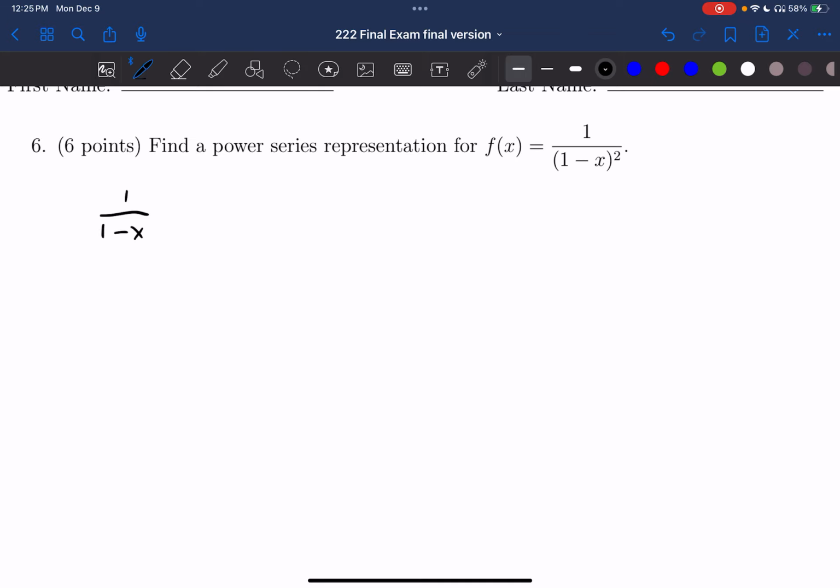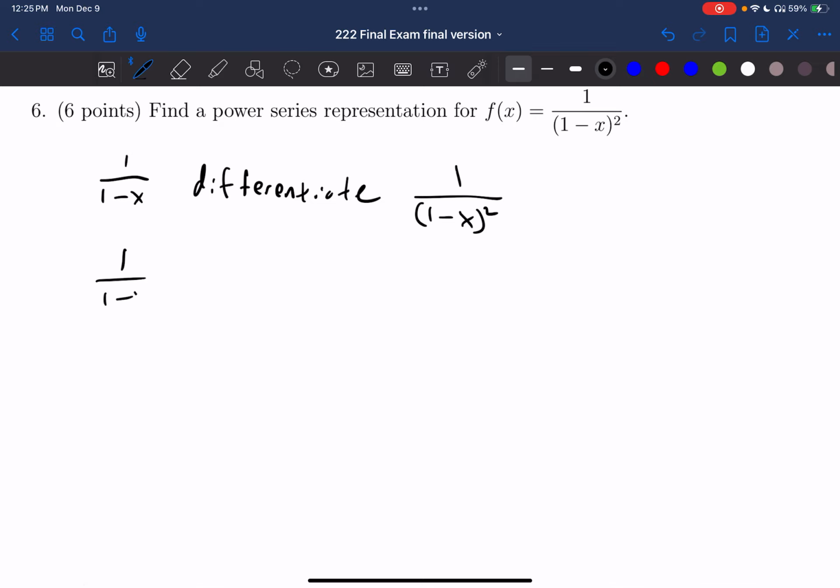If we differentiate this, we're going to get 1 over 1 minus x squared, applying the quotient rule. Basically, from this knowledge, we know 1 over 1 minus x will be equal to the summation from n equals 0 of x to the n power.